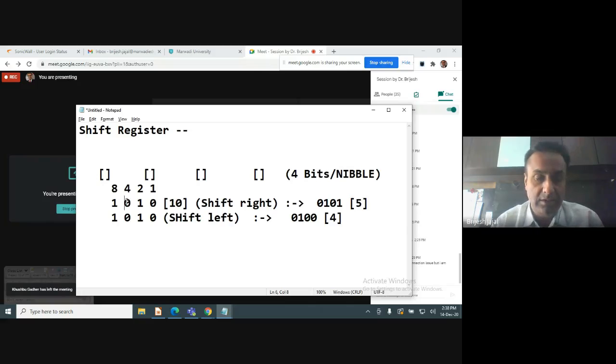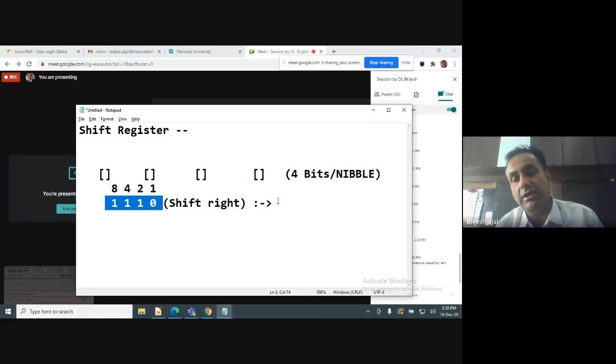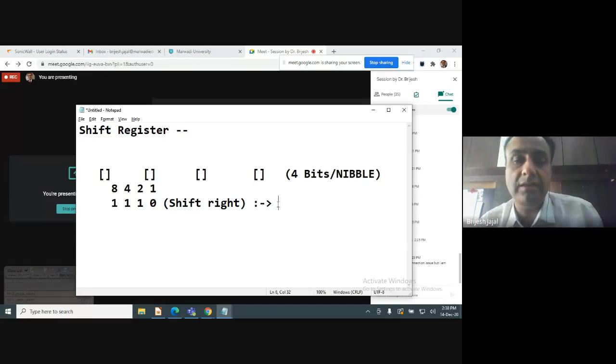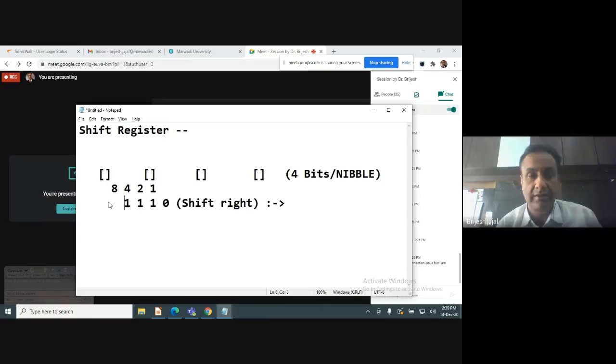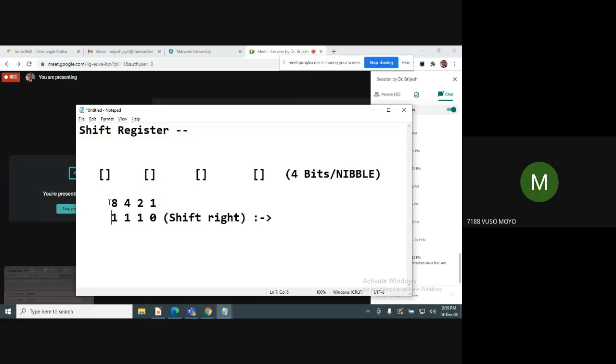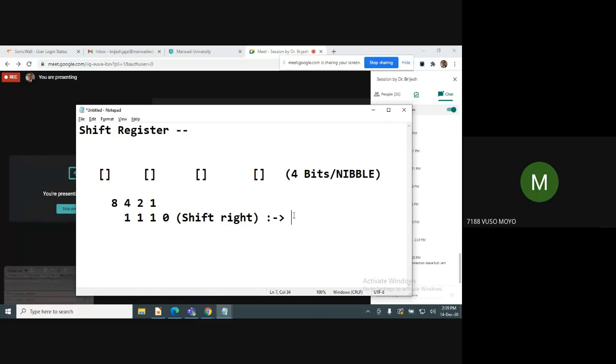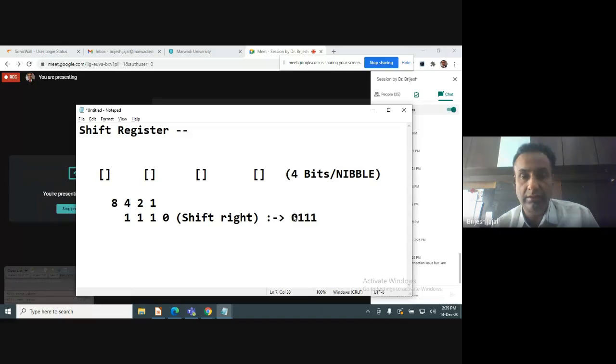Let me take another example. Forget about shift left right now. Let's concentrate on shift right only. We will do some exercise so that it is clear to you. If I have 1110 and I shift on the right side, what value will I get, Michael? Just push this like this on the right side. I think this is easy. You can see here 8421 is already written, ready made. Now what am I getting? It's going to be 0111, right?